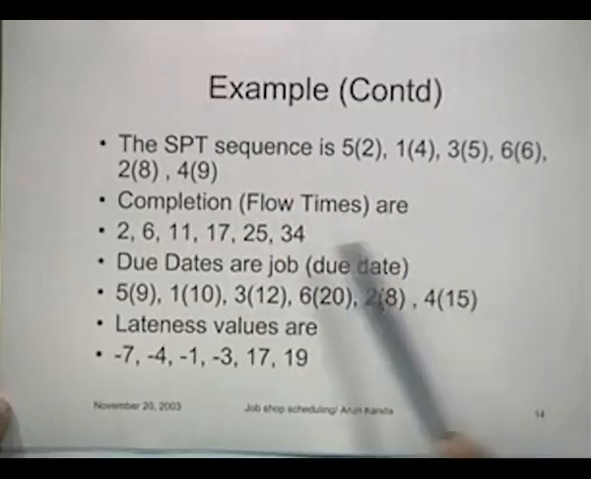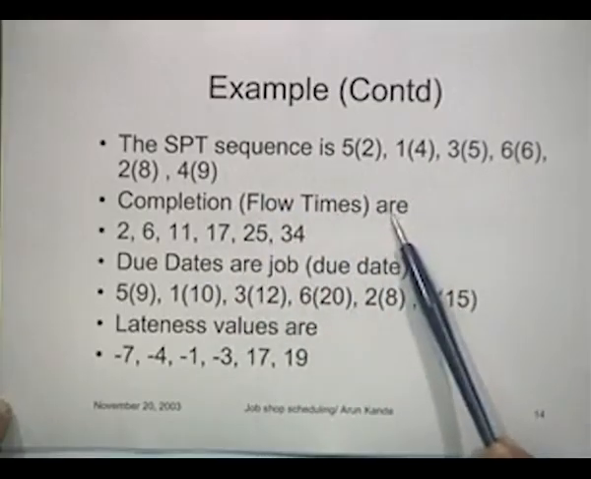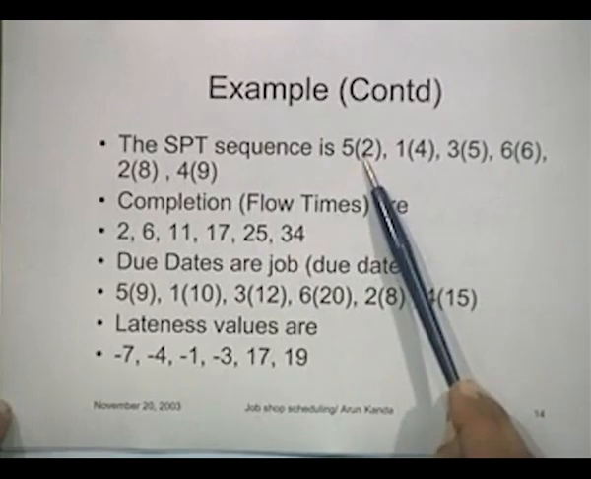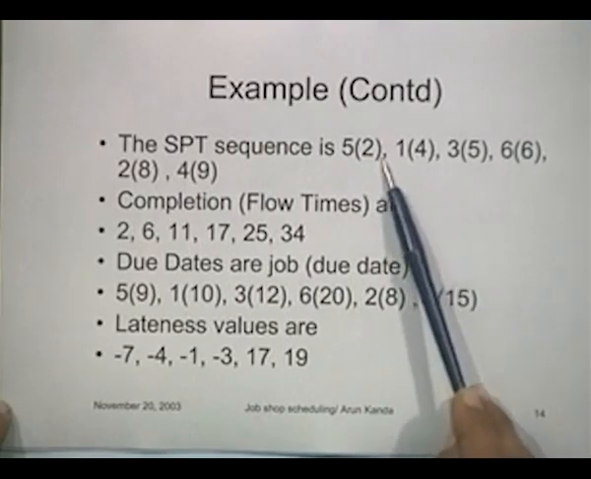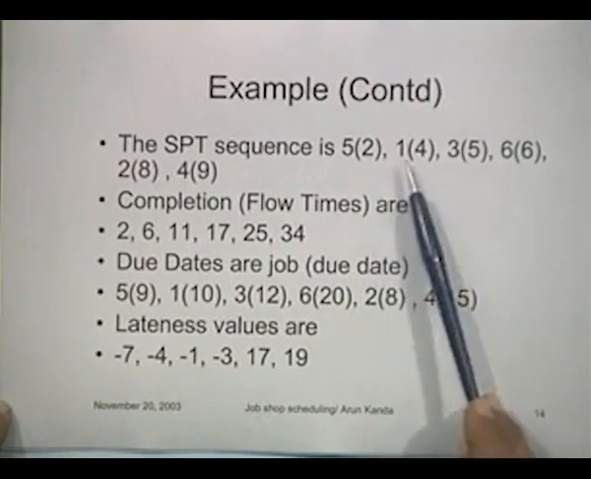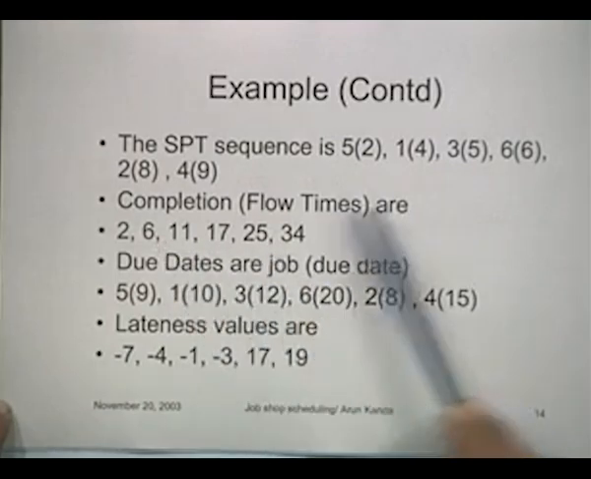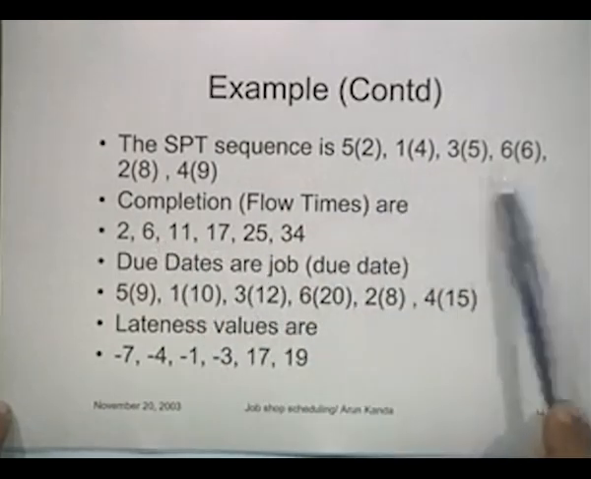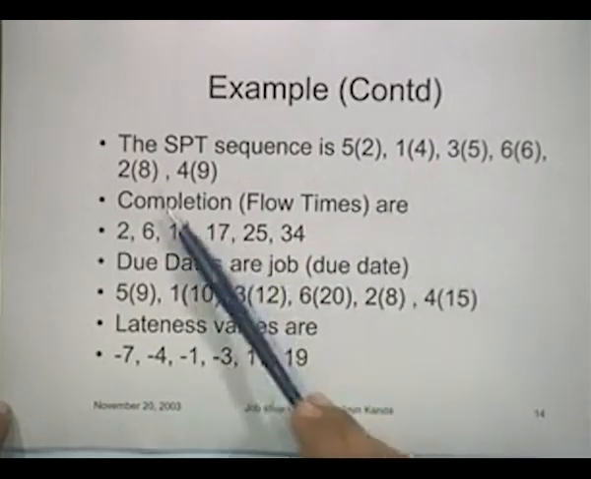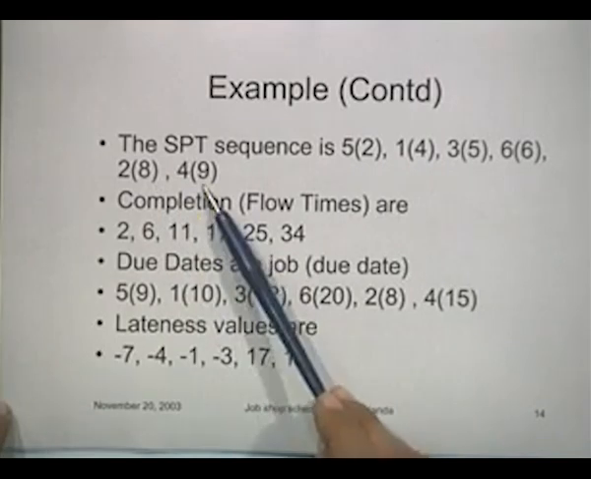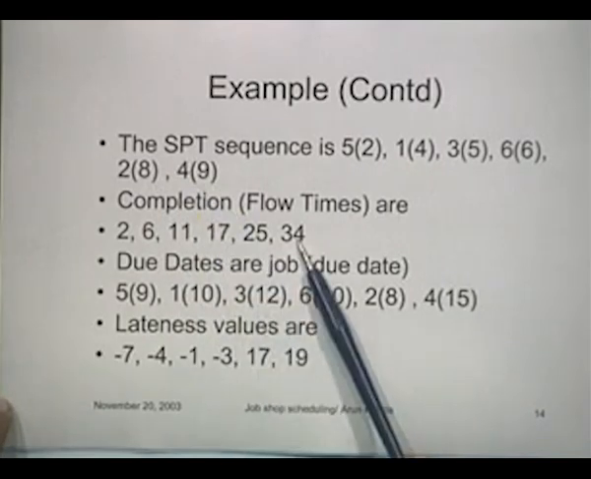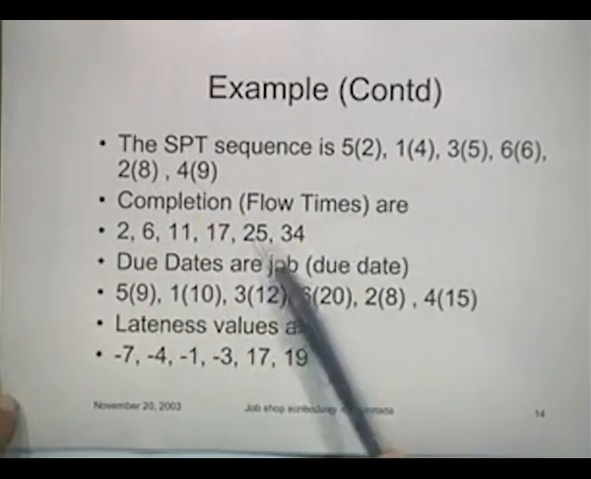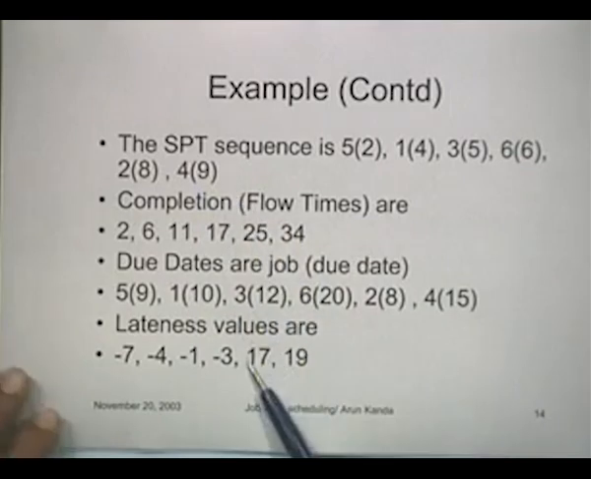So we say that the SPT sequence is this. The completion or flow times are simple. This job ends after 2. For the next, you take the cumulative times. This is 2, then this is 4, which is 6, then after 6 it is 11, 11 plus 6 is 17, 17 plus 8 is 25, 25 plus 9 is 34. So these are the completion times or the flow times of these particular jobs.